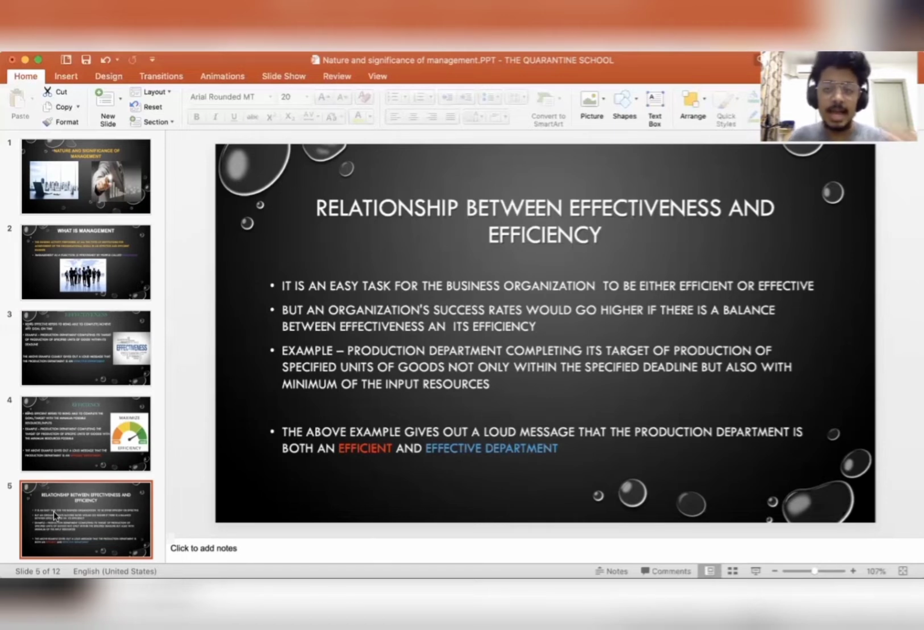This means that the organization will have a higher chance of earning profits or maximizing profits if it is able to complete its delegated task within the specified period of time along with minimum use of inputs. So, taking the same example, production department completing its target of production of specified unit of goods not only within its specified deadline, but also with the minimum of the input resources. So, this shows a perfect balance between effectiveness and efficiency. Moving on to the next slide.